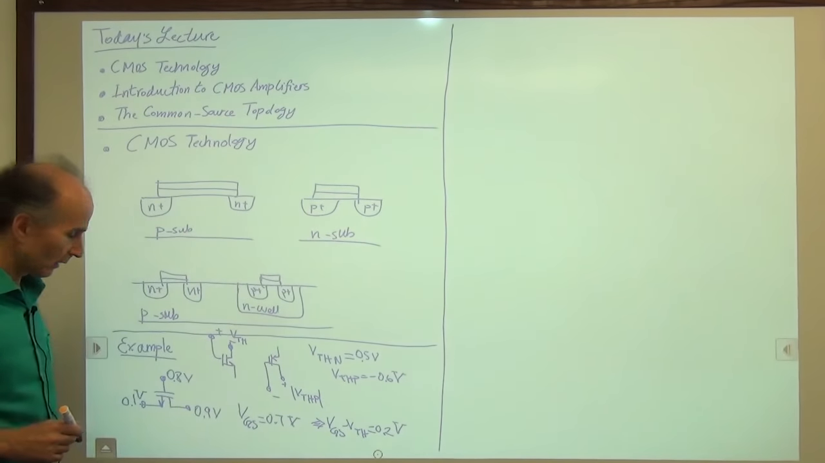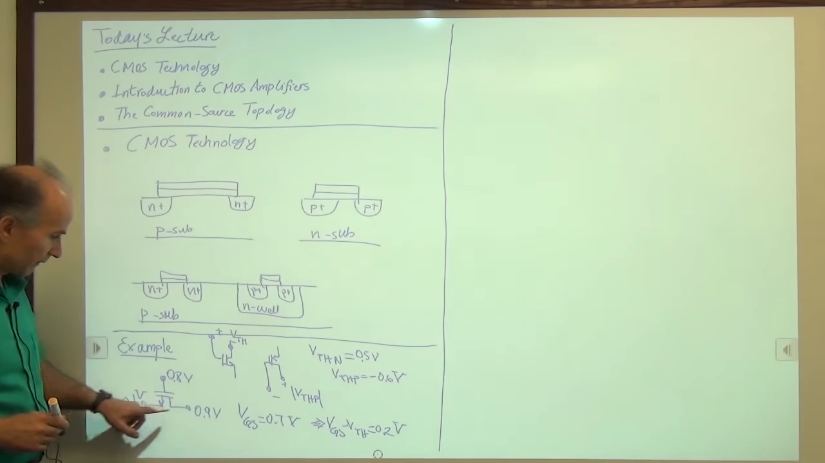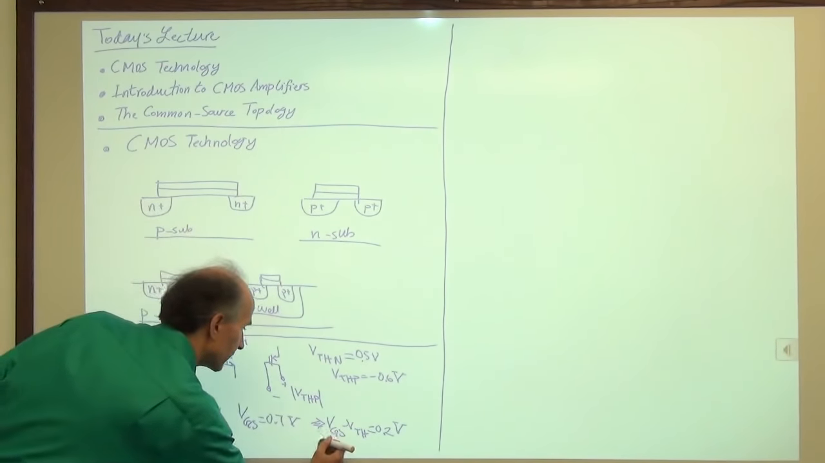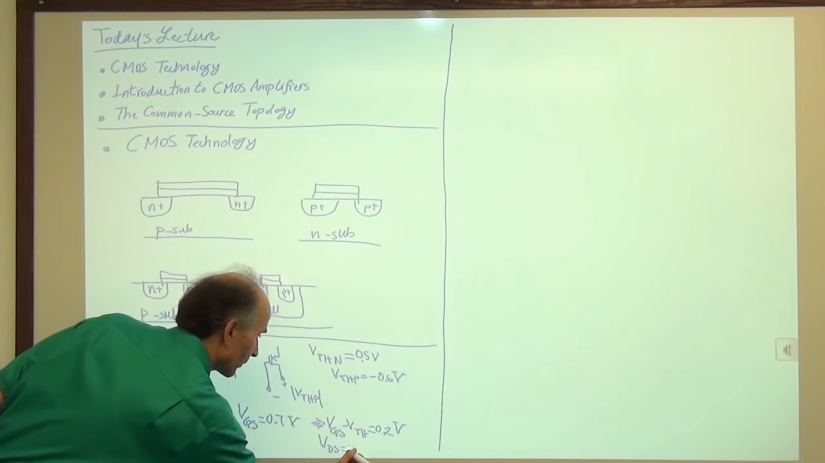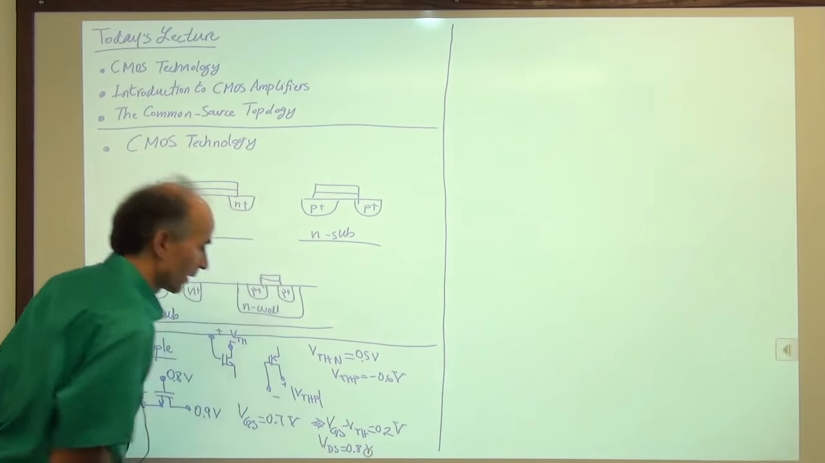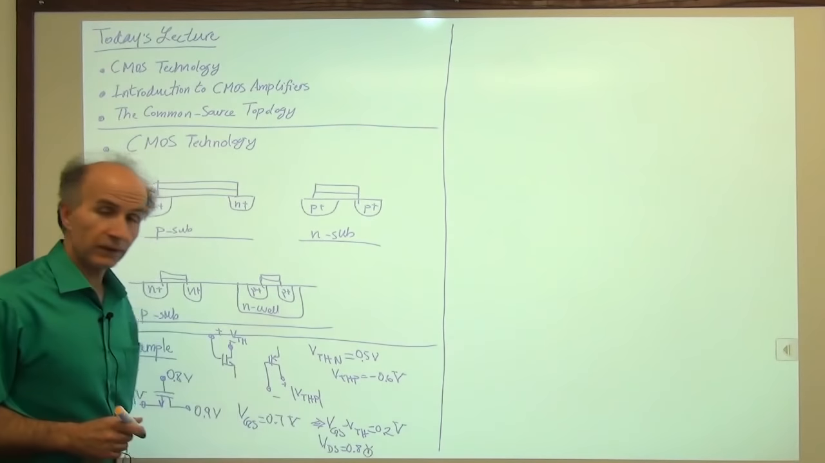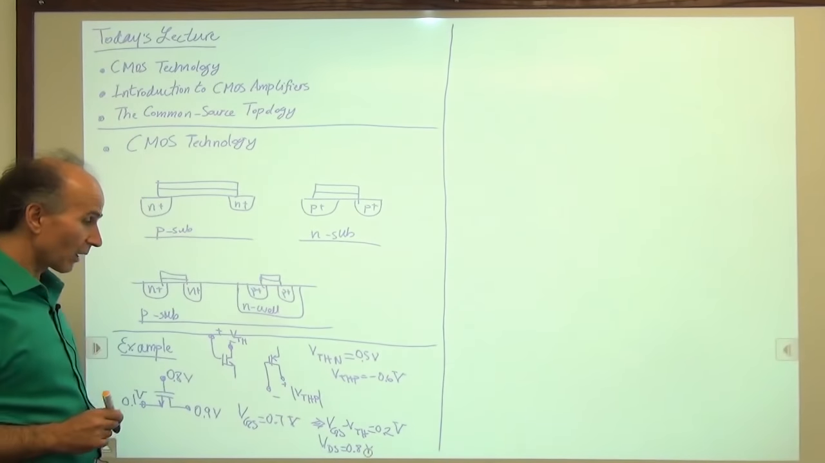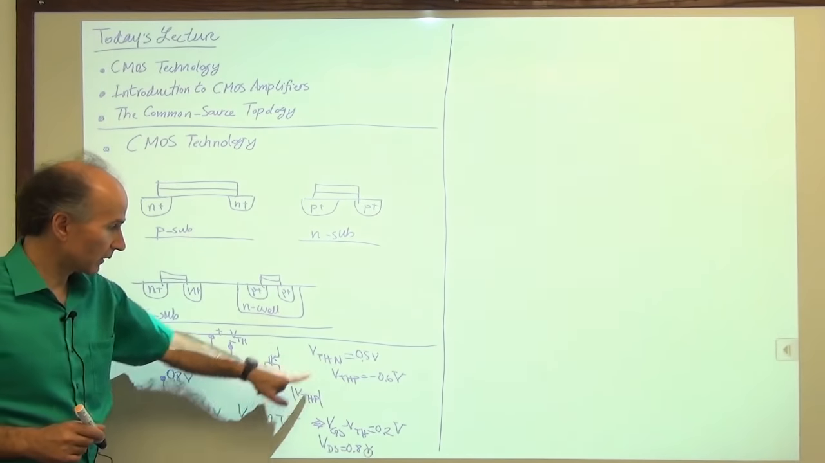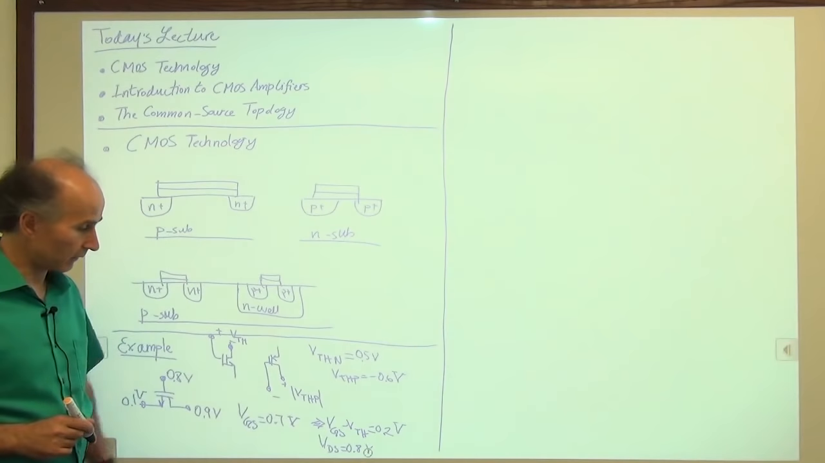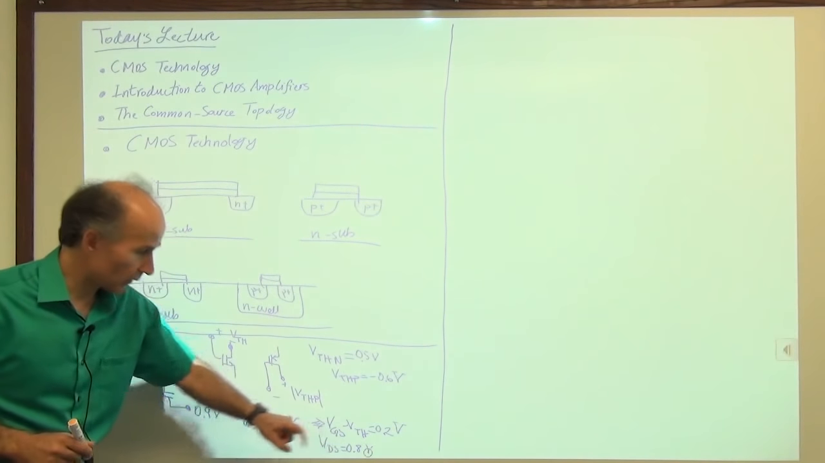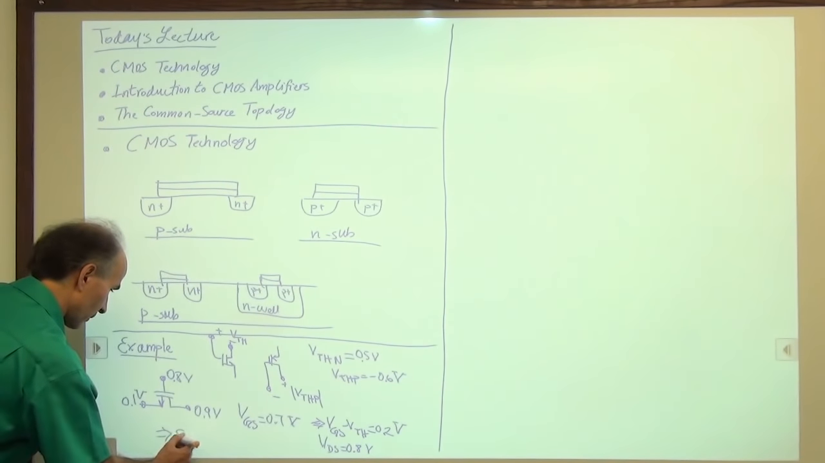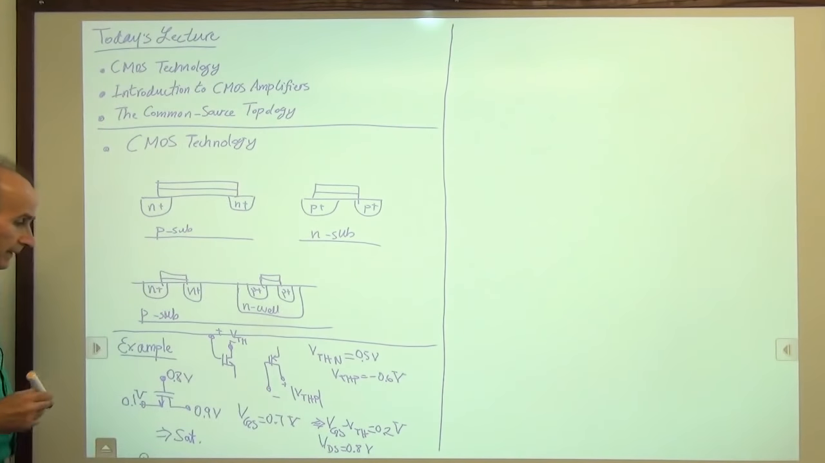Okay. All right. How about VDS? VDS, 0.9 minus 0.1 is 0.8 volts. So VDS is equal to 0.8 volts. Well, we see that VDS is greater than VGS minus VTH, so the device is in saturation, no problem. The device is on because VGS is greater than the threshold. And the device is in saturation because VDS is greater than VGS minus VTH. So we say this device is in saturation. No problem, we move on.